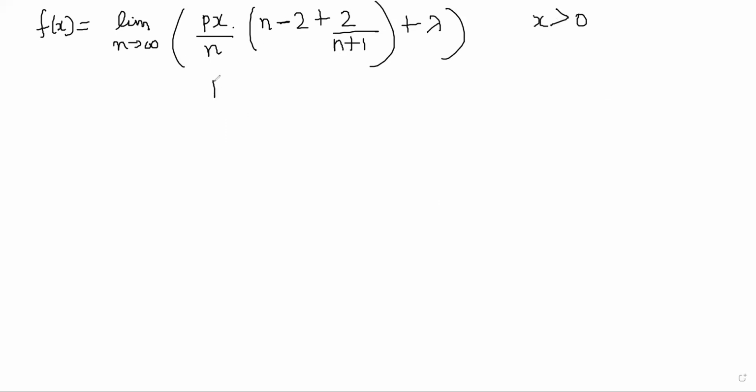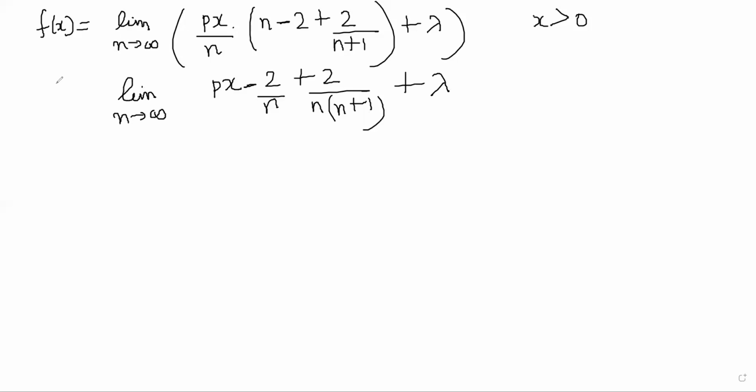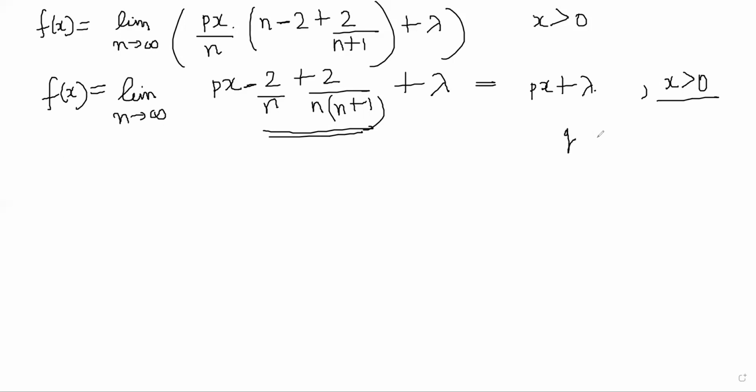So simplifying this a little bit, it becomes px minus 2 by n plus 2 by n into n plus 1, plus lambda, limit n tends to infinity. So the function has simplified very nicely. If you take limit n tends to infinity, these two terms will vanish and the function becomes px plus lambda for x greater than 0. It is also equal to q for x is equal to 0.